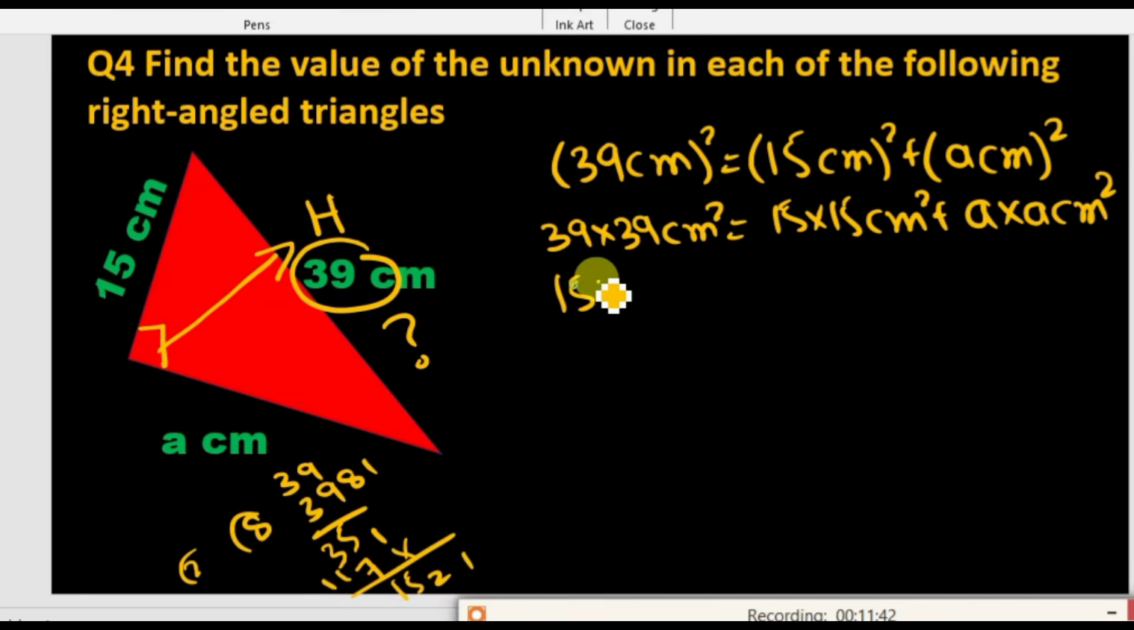Kindly solve with me. 1521 and 15 multiply 15. You are familiar with this multiplication: 15 multiply 15 is 225.